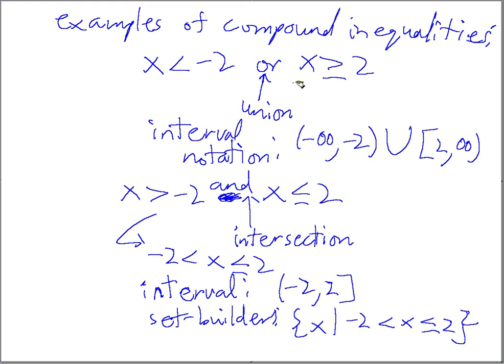A compound inequality is just using the words or, which means union, or and, which means intersection, to join two inequalities together. Now, how do we solve compound inequalities? Well, as you may suspect, we simply solve each of them separately and then put them together. So here's what I mean by that. Let's take a look at this problem.